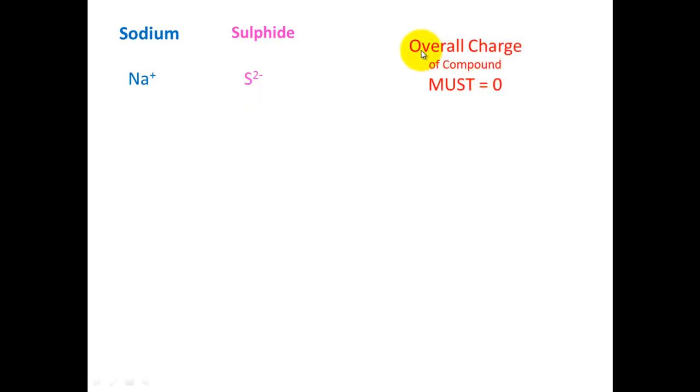Okay, so the overall charge on a compound must equal 0. If we have a look at what we've got here, 1 sodium will give us a +1 charge, and 1 sulphide will give us a 2 negative charge. We need to get these negative and positive charges balanced, and we can only do this by adding more sodiums or more sulphides. If I add another sodium, I will now have a 2 positive charge.